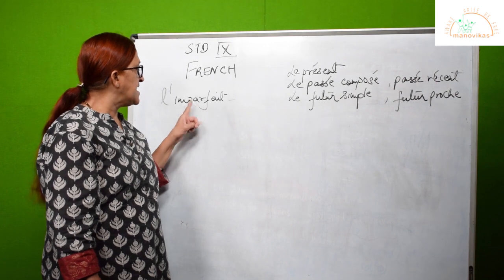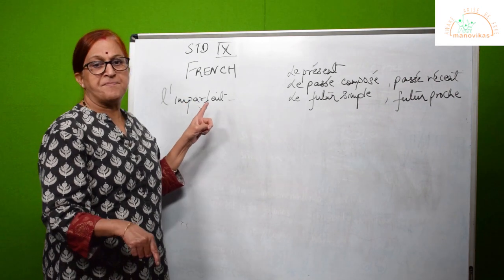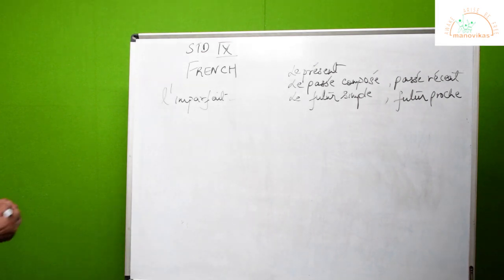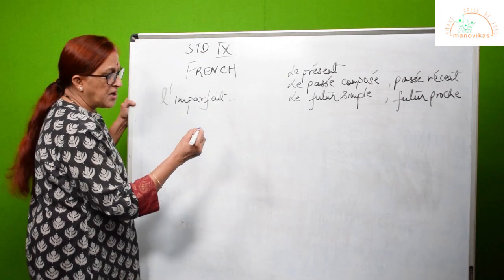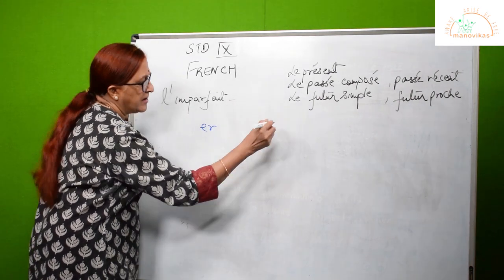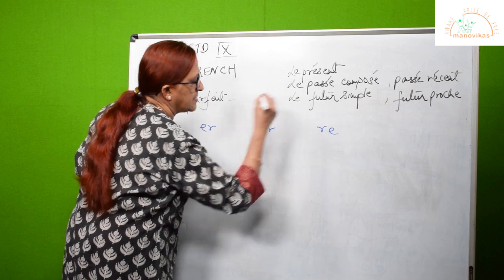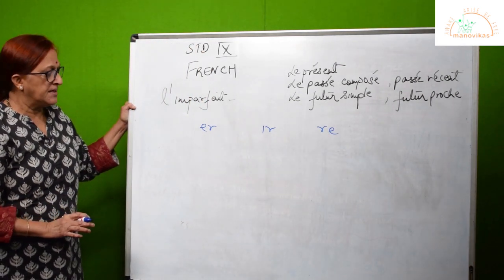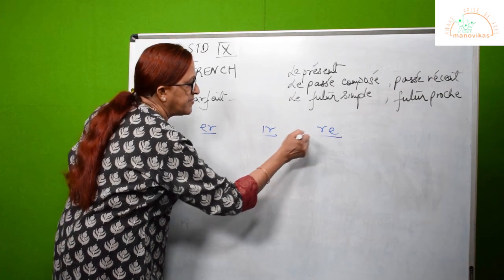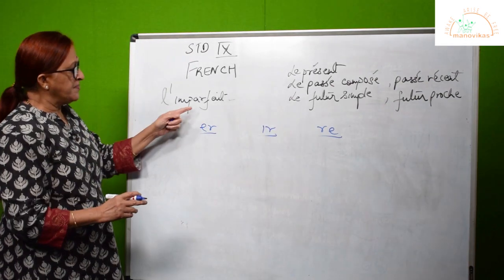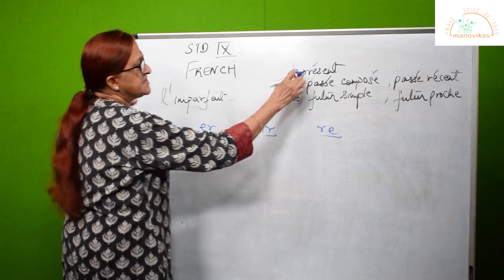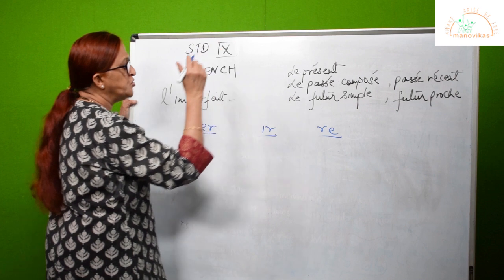So here we will see how to form the imperfect of verbs first. Now, first of all, we'll tackle the regular families. For example, ER, IR and RE. These are your regular family verbs. ER verbs, IR verbs and RE verbs. Now, how do you form the imperfect? First and foremost, you have to take the present tense of that verb in the nous form.